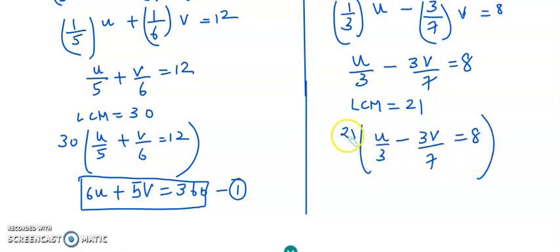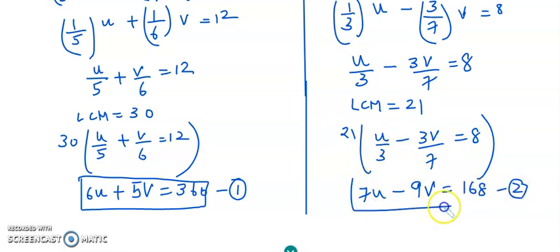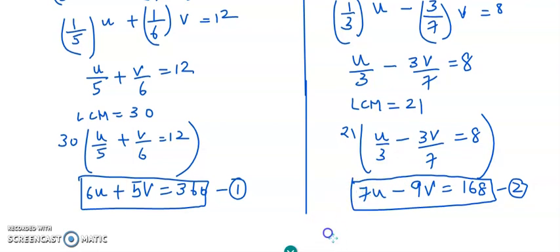So 21 and 3. So what's going to get cancelled? So we'll get 7. So 7 and u. So 7u minus 21 and 7. So if I cancel that, I'll get 3. So 3 times 3 is going to be 9v equals 8 times 21, which is 168. That's my second equation. So did I get the complicated equation into a simpler simultaneous equation in terms of u and v?